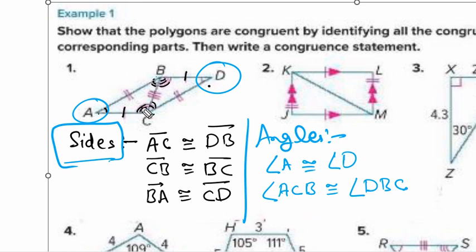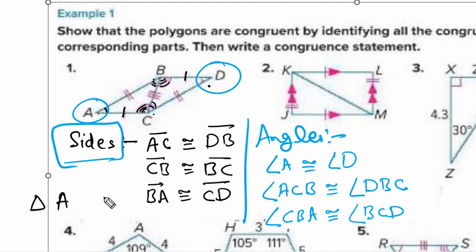Alternate interior, alternate interior. Now the third one is angle CBA. CBA, it is congruent to which angle? BCD, right? BCD. So now you understood how you will write sides and angles. So after writing all this, you have to write the triangle's name. Triangle's name, okay? So let's start from A.